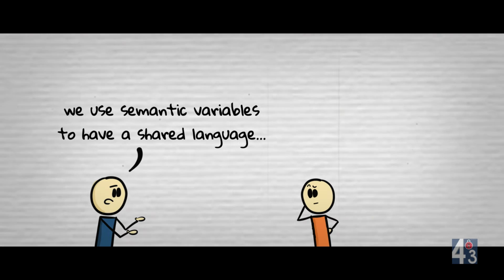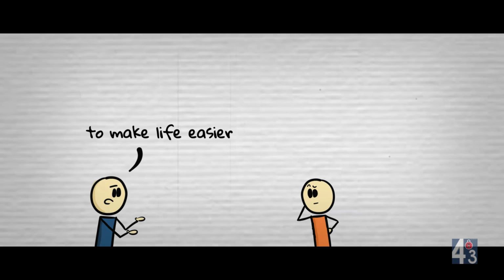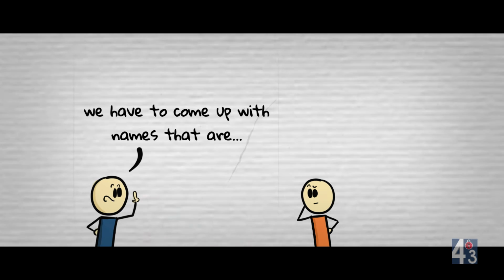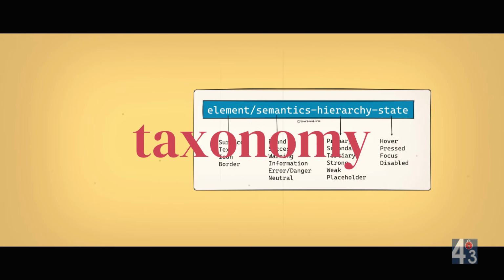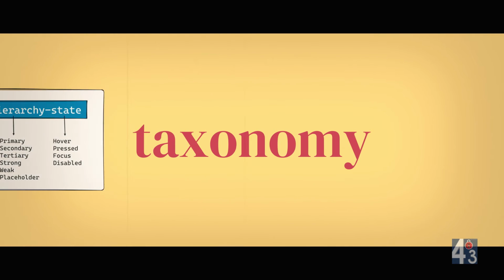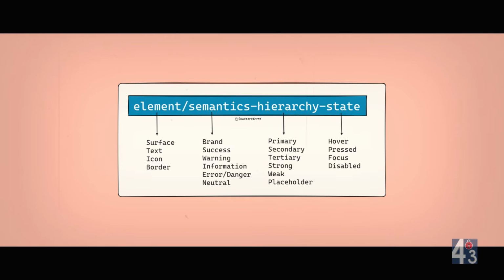We use semantic variables to have a shared language to make life easier. But on the flip side, we have to come up with names that are easy to understand, consistent, and can scale. I have a taxonomy that I stick to, but this can vary depending on your team or company. So this is the taxonomy structure that I stick to while creating semantic variables for colors. I shall refer to this structure in the rest of this video.